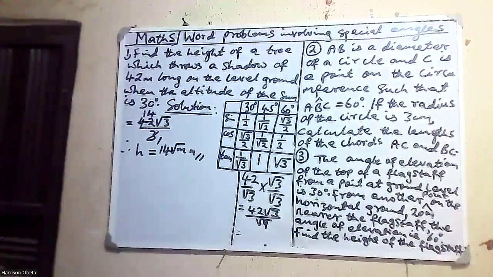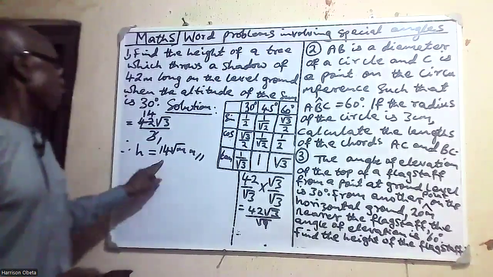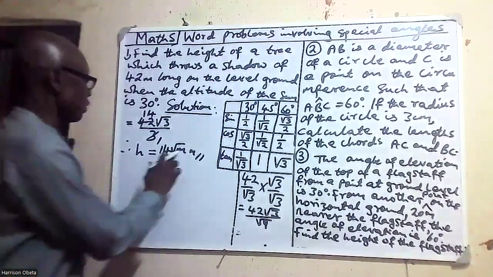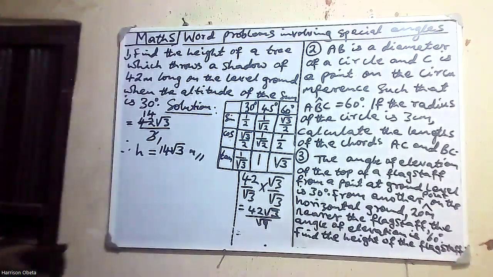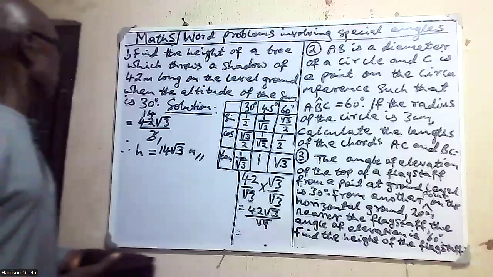So the height of the tree is 14 root 3. Sorry, 14 root 3, not root m. 14 root 3 meters. Okay, so we go over to number 2.